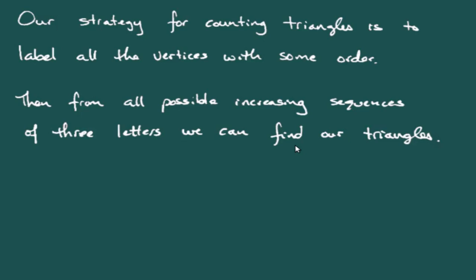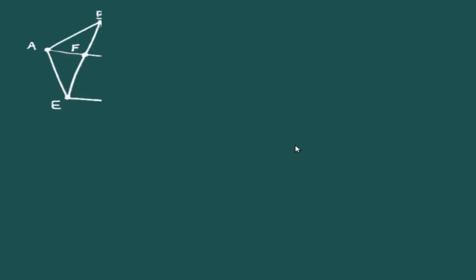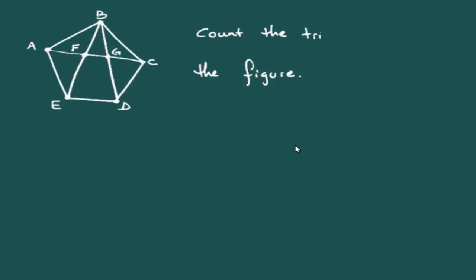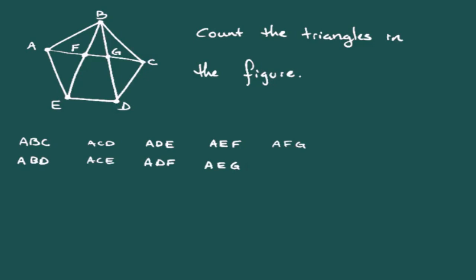So let's suppose that somebody gives us a geometric figure that looks like this. If we go through and label all the vertices, we've got A, B, C, D, E for the vertices around the outside, and then for the 2 points on the inside, we've got F and G. And so our goal is to count how many triangles we actually have in this figure. Well, if we begin by saying, let's start with the smallest vertex that we have, and that smallest vertex is A.